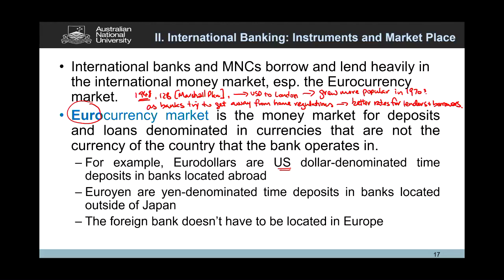So right now, eurodollars, whether they are deposited in Singapore, Europe, London, or Australia, they're still referred to as eurodollars. And if we're talking about euroyen, then they are yen-denominated time deposits in banks located outside of Japan, the country that issues the currency. And given all of that history, it is still the case that a third of the eurocurrency market is still located in London, right?